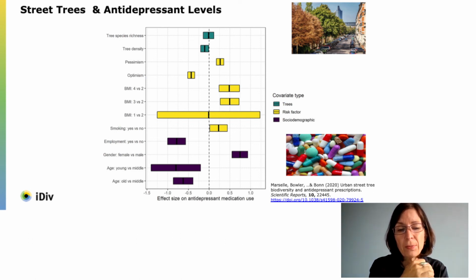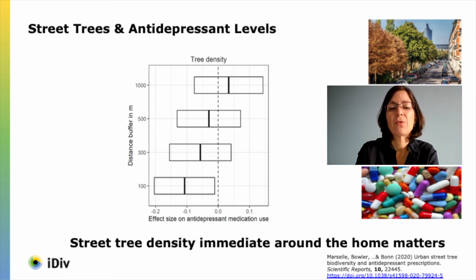Also, in purple, in the lower part, employment, gender, as well as age are risk factors for depression. But if we account for all of these, in green, street tree density was a significant predictor for minimizing antidepressant levels or prescriptions of antidepressants. So we looked at the street tree density of people who were prescribed antidepressants, and in the vicinity of buffers of 1,000 meter, 500, 300, and 100 meter.